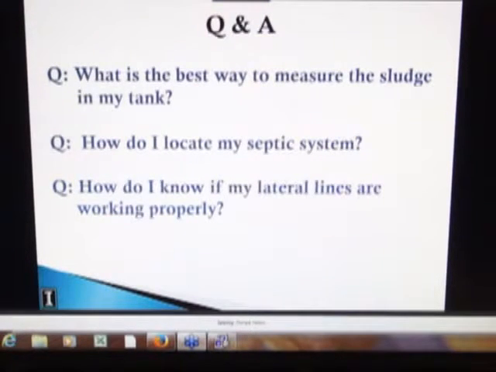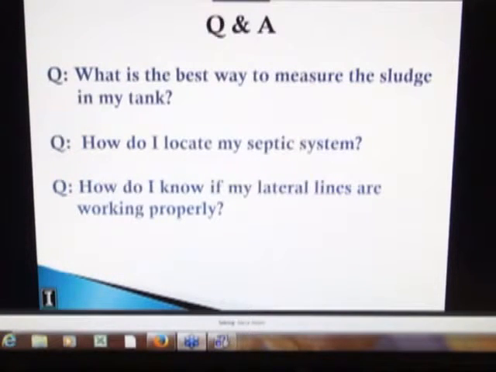So the best way to measure sludge in your tank, they actually make a tool called Sludge Judge. And you can order them online, and you stick that in the tank, and it basically pulls a core sample out of your tank, and then you can look at it and see how thick the solids on the bottom are, how much scum layer you have, and what's the distance between the scum layer and the solids and the clear water in the middle. But my recommendation is just to call a septic professional. That's what they deal with every day. They're going to be the best judge.